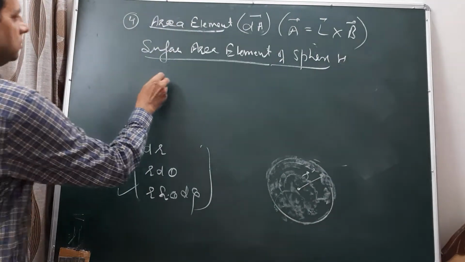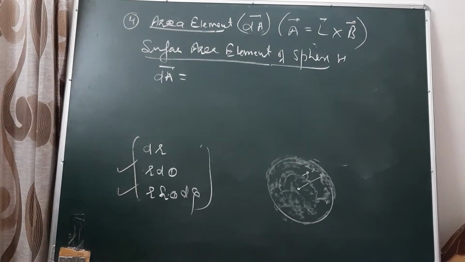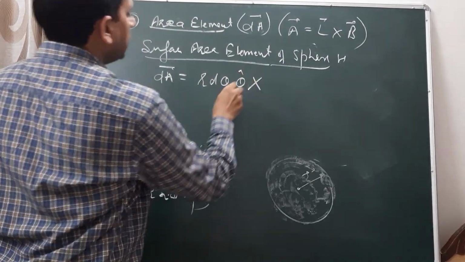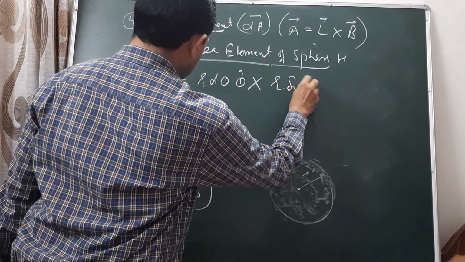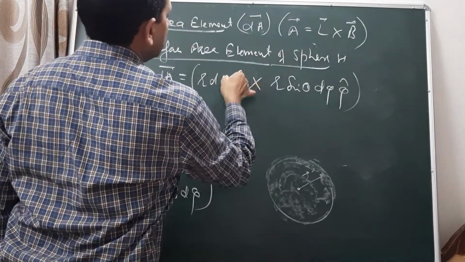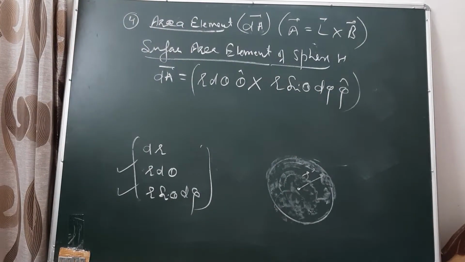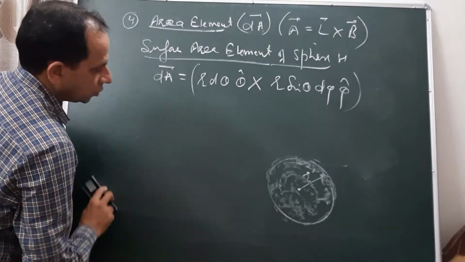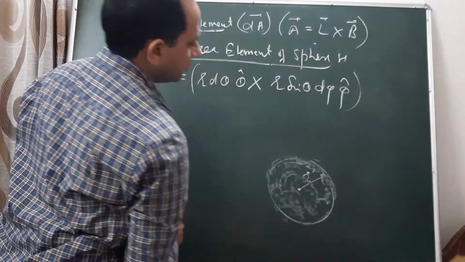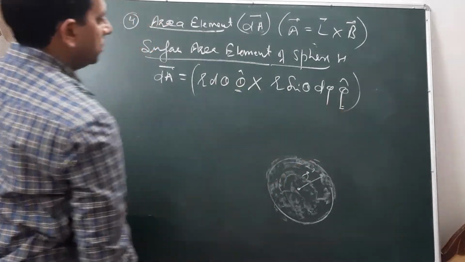So this dA area may be written as second and third component, that is multiply of r d theta second component into theta cap cross multiply with r sin theta d phi into phi cap. It is like this is length and this one is breadth. So these are small elements. So I am not using the first component here, because on the surface of a sphere only two variables are used, that is theta and phi. R is constant.